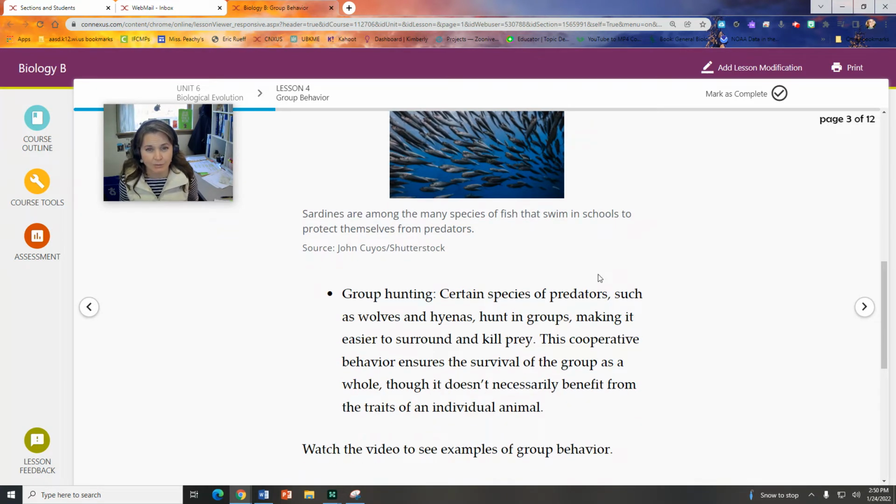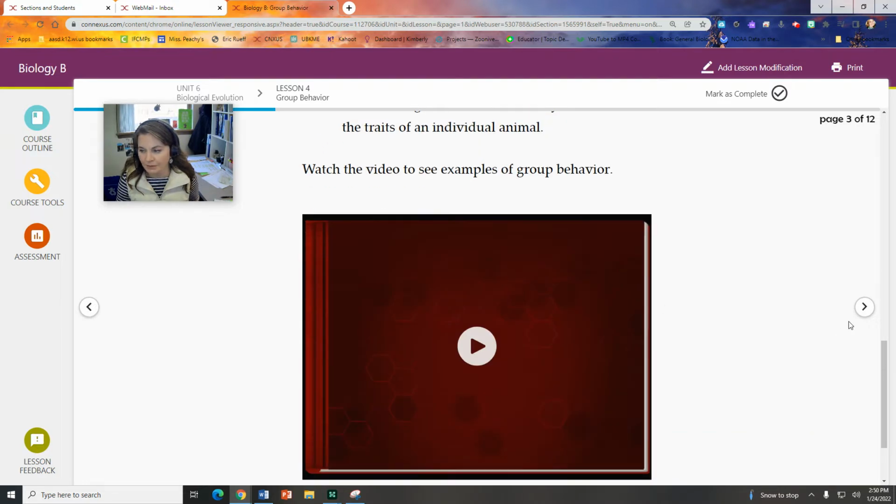And again, hunting in groups, as we mentioned, or foraging in groups, well, hunting specifically with predators, they tend to be able to take down larger prey and get a larger supply of food than they would be able to do individually. So those are types of group behaviors and how they benefit the group, really.